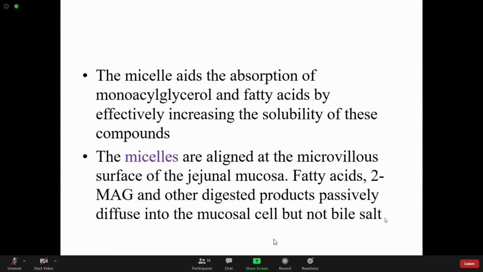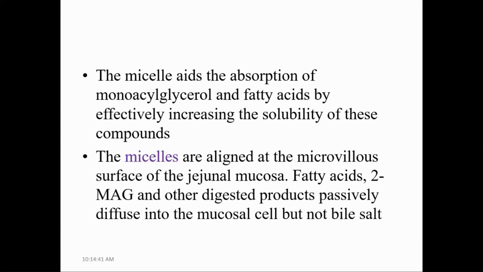So after the formation of mixed micelles, these fatty acids, 2-monoacylglycerols and other products become more soluble, so they can easily diffuse to the epithelium. For the diffusion of these different products, the bile salt helps. And during this diffusion, bile salt is not absorbed at the jejunum site.